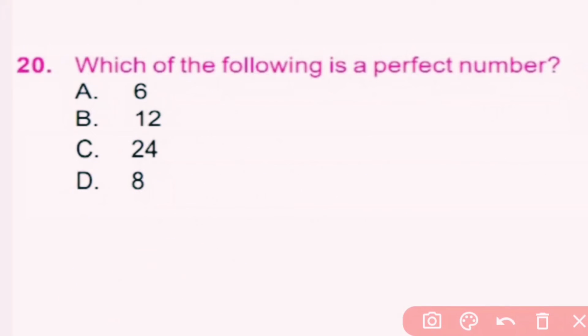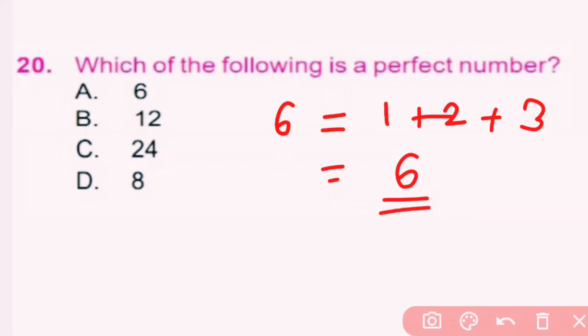Question number 20. Which of the following is a perfect number? A perfect number is a positive integer that is equal to the sum of its proper divisors. A proper divisor is a divisor that is strictly less than the number. We take option A, 6. The proper divisors of 6 are 1, 2, 3, and the addition of these is 6, the same number. So 6 is a perfect number. So here A is the correct answer.